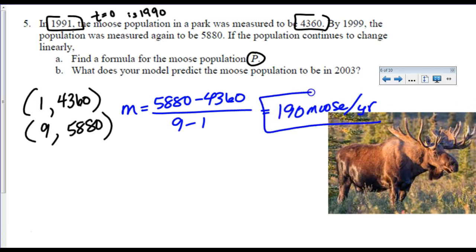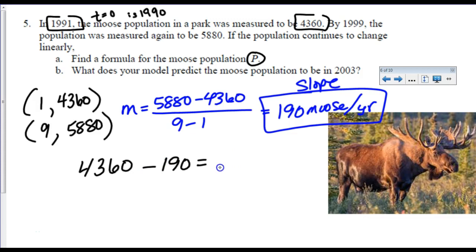Okay, so there's slope. And then I do need the beginning value, or how many moose were there in 1990. So you can actually go find the actual formula that way. You can use point slope form, or you could just back it up. So for 360, if you back up 1 year, you're going to lose those 190 moose. Turns out that comes out to, let's see, 4170 moose.